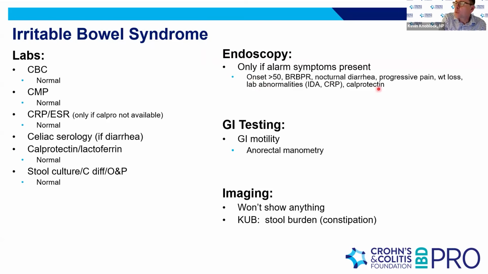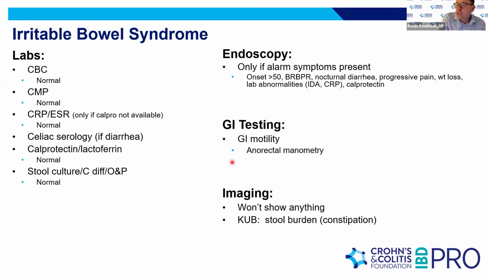If there's progressive pain, weight loss, and other abnormalities in labs showing malabsorption or inflammation going on there. Some of the testing in GI, probably more so if it's constipation, we'll do a GI motility, anorectal manometry if they're having trouble defecating, and sitz mark studies if we think there's slow transit for constipation.